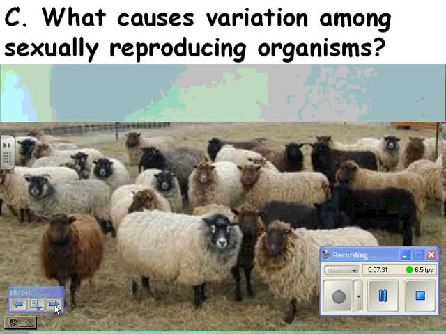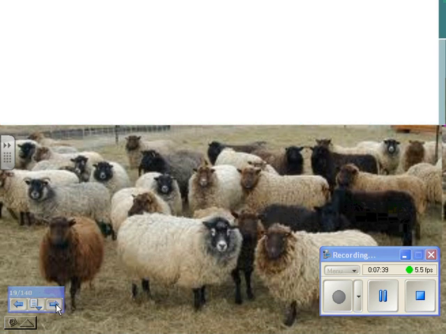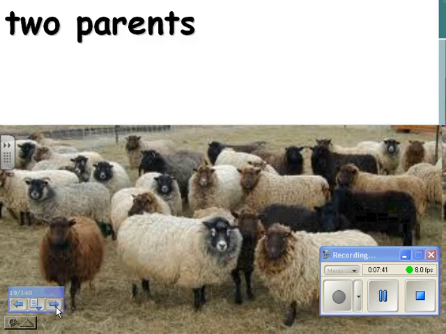So what causes variation? The topic of this unit, meiosis, is really to understand what causes variation among sexually reproducing organisms. And there are three things. One of them is two parents, and that's one of the ideas that you probably already knew. If you have two parents, then you're going to have half of each of their DNA, and so that already makes you different. The other two things have to do with meiosis.